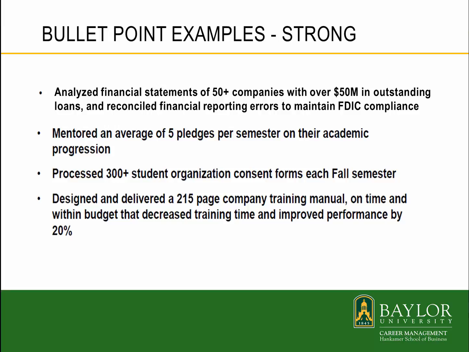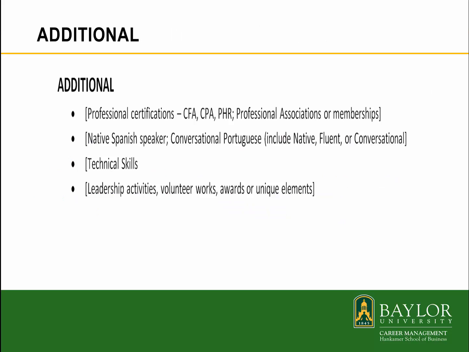They decreased training time and improved performance by 20%. So we have twofold here. Decreased training time, which is great because then they can get back to work and get producing quicker. And then the overall evaluation and the results of the company training manual were the improvement of performance by 20%, which is a significant number. So anytime you can show qualitative and quantitative deliverables and other scope and scale type opportunities, this makes it a complete bullet point. So you can really see the difference in this fourth example on how much better a deliverables-based bullet point is versus a task-based bullet point.